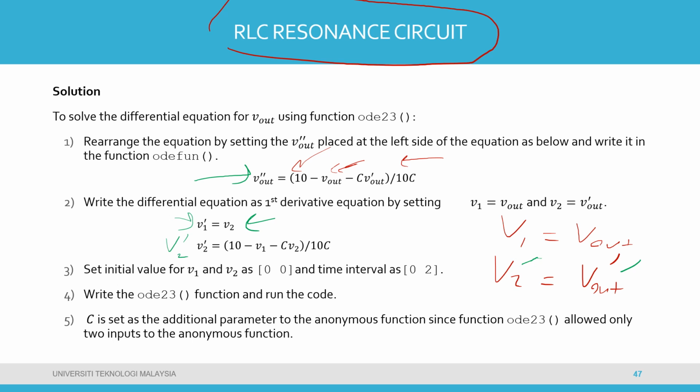So you look here. V out, where is V out? V out is V1. So minus V1 minus C V out bar. V out bar, where is V out bar? This one. So V out bar is actually V2. Divide by 10C.